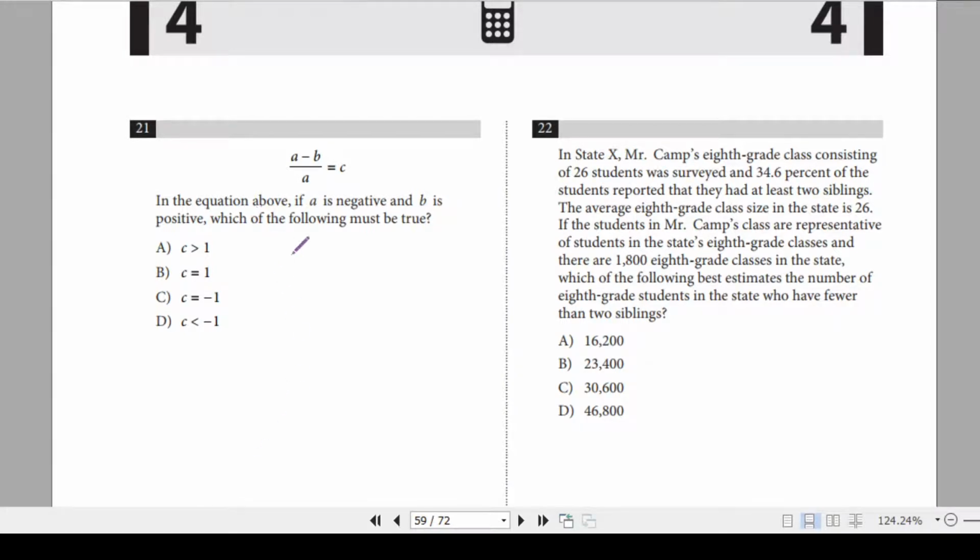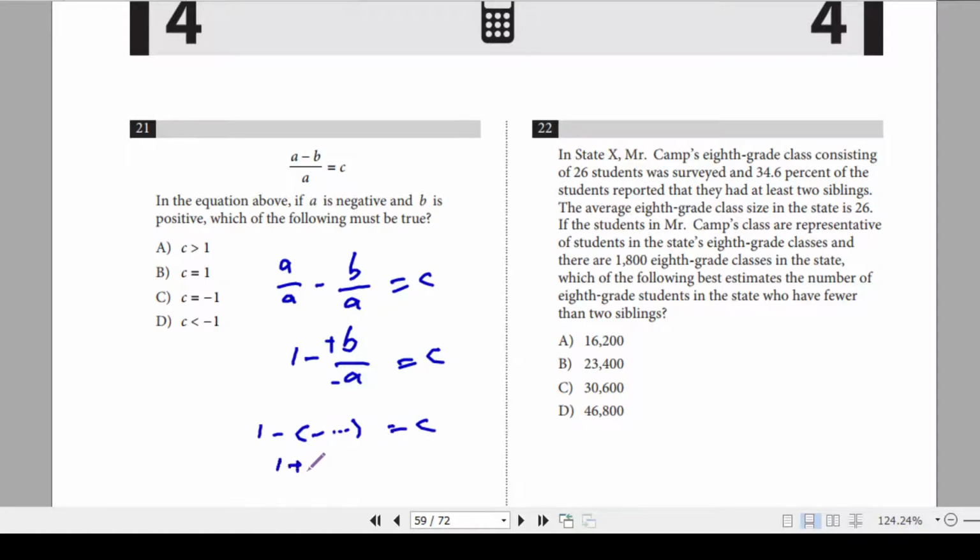All right, in the equation above, if a is negative and b is positive, which of the following must be true? So we can write it like a over a minus b over a is equal to c. These cancel out, so 1 minus b over a is equal to c. Okay, the question says a is negative, this is negative, and b is positive, this is positive. So this whole value will become negative. So it will be 1 minus something. So whatever is here, it will be 1 plus something. So 1 plus something is equal to c.